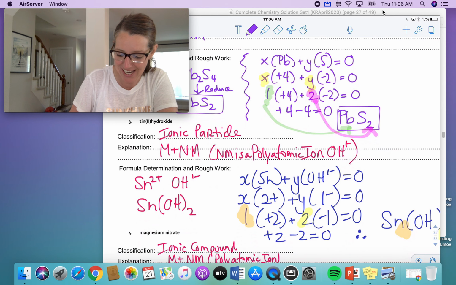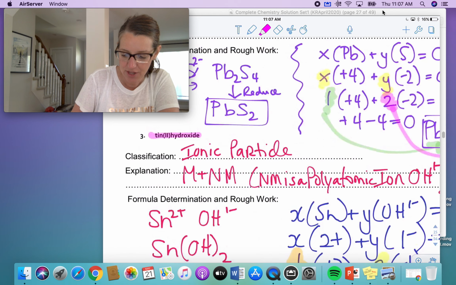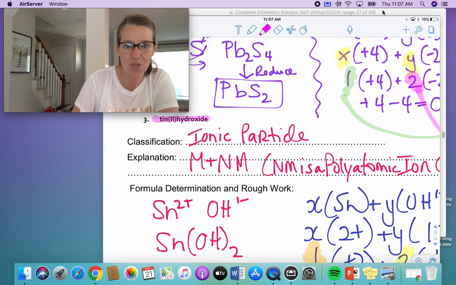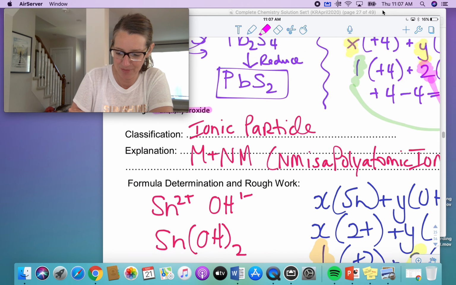Example number 3. Here's where you've got a polyatomic. Okay, there are 2 examples on this page, and I'll talk through both of them. The first one, tin 2 hydroxide. Tin is a metal. Hydroxide is a polyatomic. It's the non-metal that's the polyatomic. So this is an ionic particle. Okay, I'm going to use the ionic naming rules, which means I can use the crisscross rule.